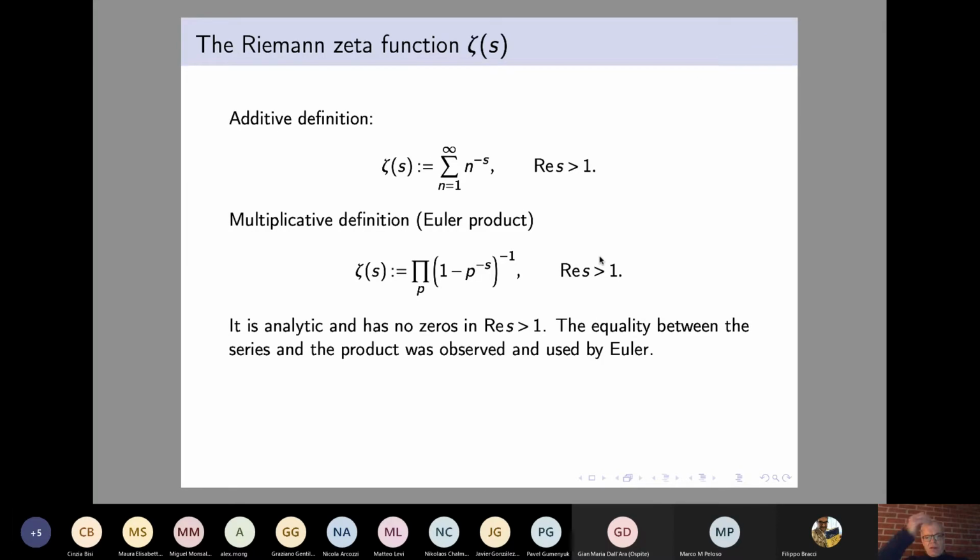And this equality was observed already by and used by Euler.